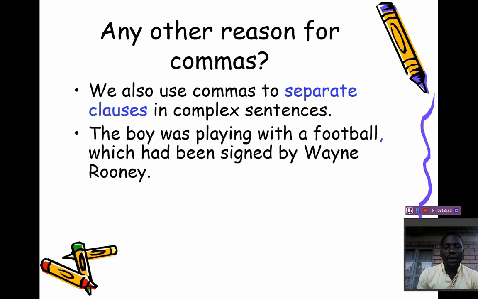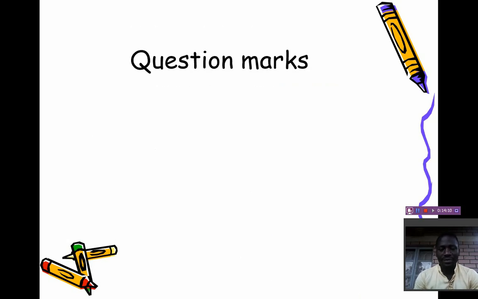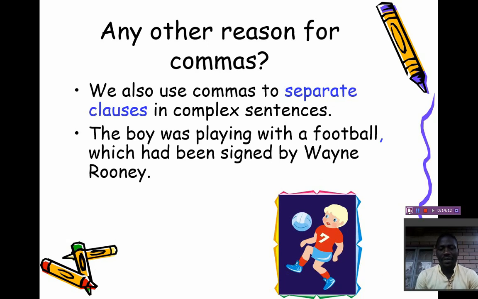Like we're saying in this sentence: The boy was playing with a ball which had been signed by Wayne Rooney. The boy was playing with a football which had been signed by Wayne Rooney. You're seeing where we've applied the comma. So this is the boy who was playing with a ball which had been signed. I think he had got an autograph from Wayne Rooney.